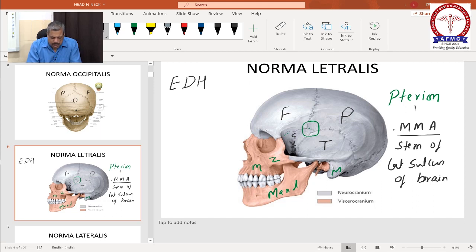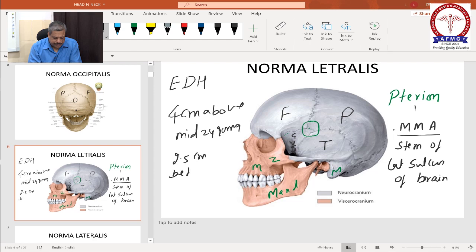This is the zygoma. So the pterion is 4 centimeter above the mid zygoma. Or, this is the frontozygomatic suture, and the pterion is 2.5 centimeter behind the frontozygomatic suture.